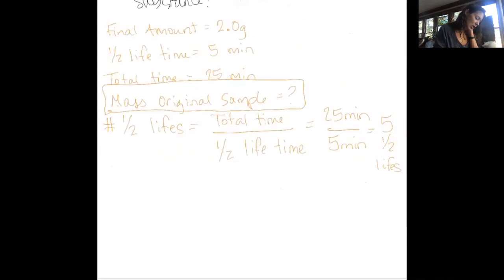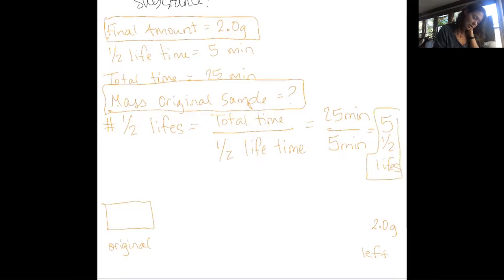So I know that my final amount was 2 grams, right? And I know that that's just how much is left. And this was our original. And I know that whatever was in my original has been cut in half 5 times. So I know that there were 1, 2, 3, 4, 5 arrows. And I know that my original must be more particles or mass, right? More particles equals more mass.